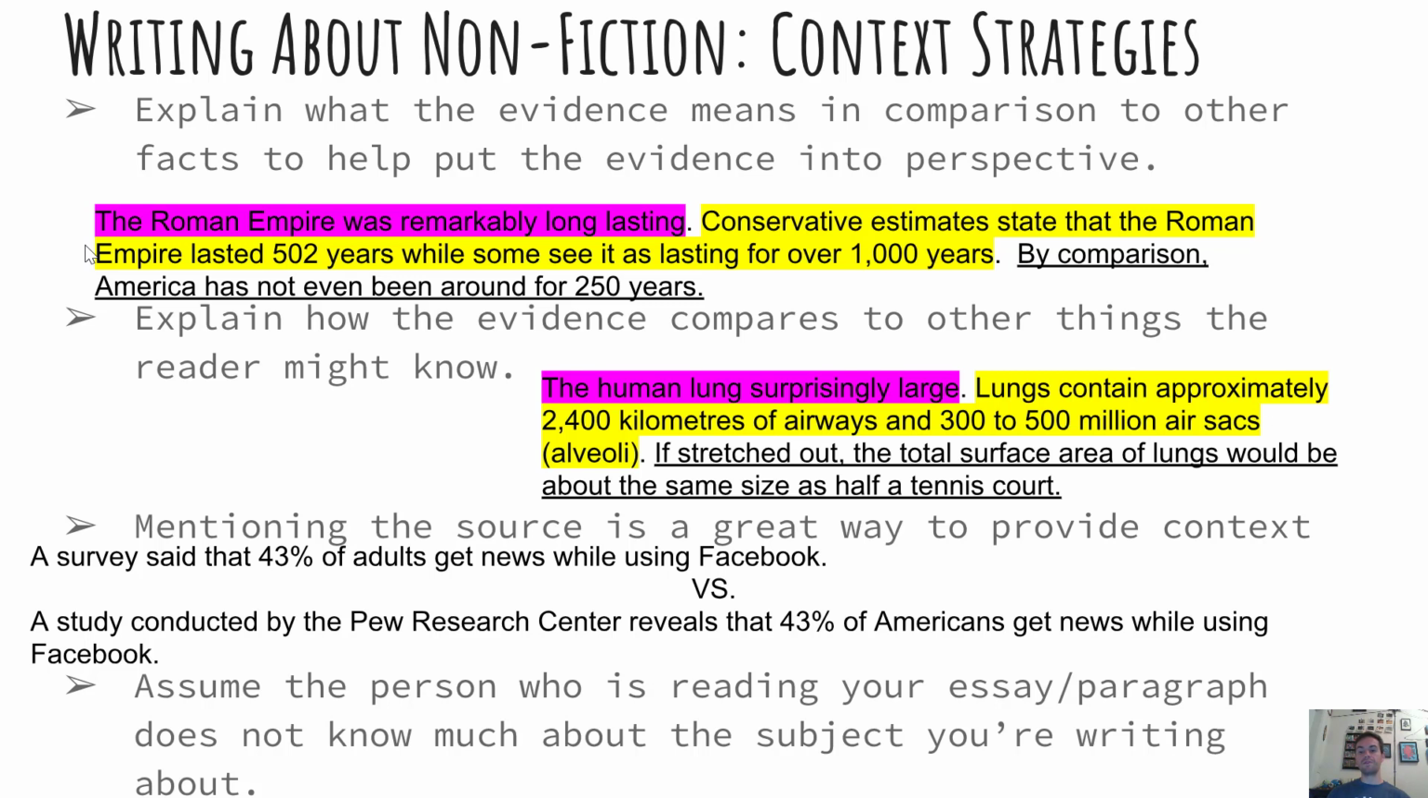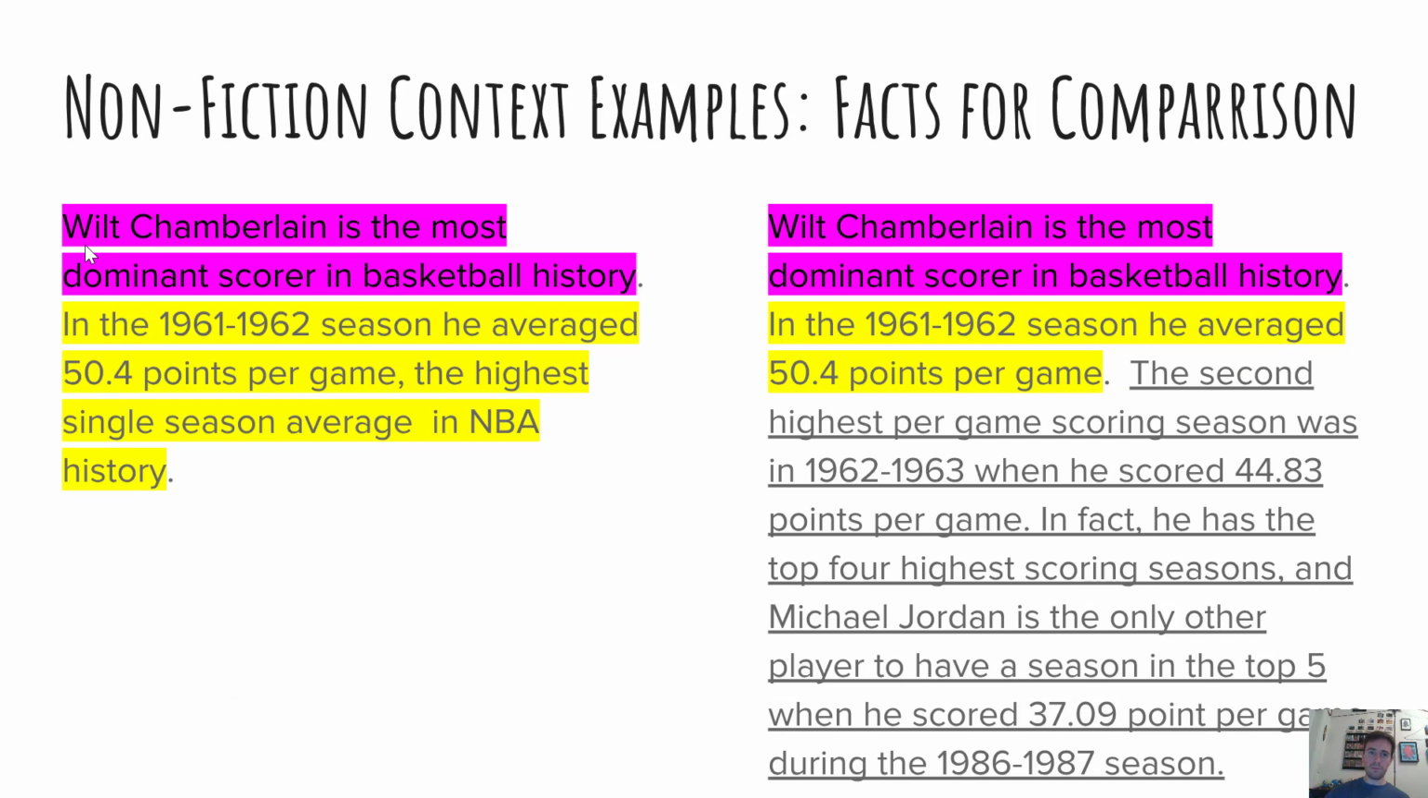Lastly, assume that whoever is reading your essay or paragraph doesn't know that much about the subject that you're writing about. That way it'll force you to be clear where you otherwise might make assumptions that leave things ambiguous. So now let's look at a point with evidence that's a good point, and both of them have good evidence, but context can really make the point stronger.